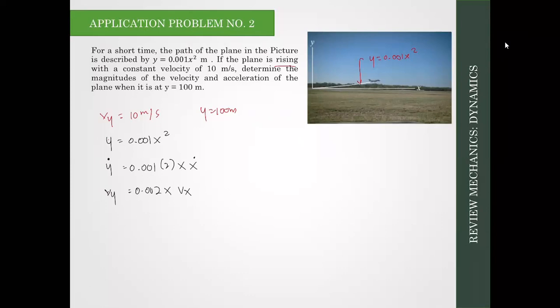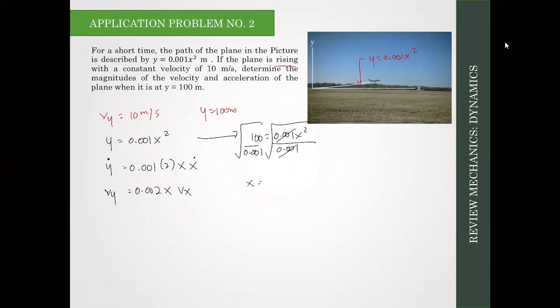So, kailangan natin ng x value, kasi wala tayong value ng x dito. Kung isa-substitute natin si 10, wala tayong value ng x. So, makukuha natin si x by substituting yung value natin na 100 dun sa equation natin. Okay? So, let's try dito. Gawin natin 100 is equals to 0.001 x squared. So, divide natin by 0.001. Okay? Then, square root natin both sides.